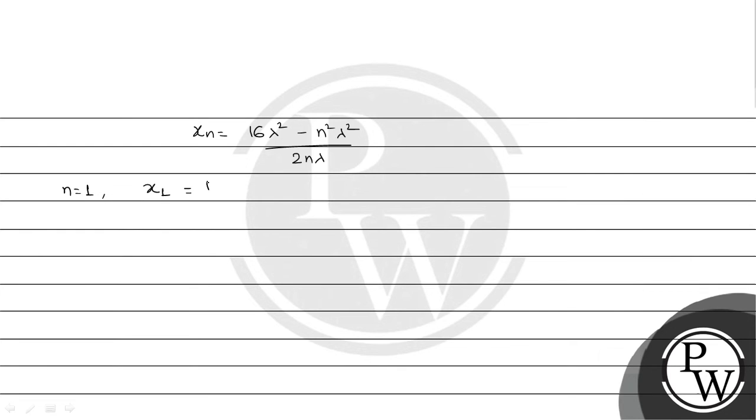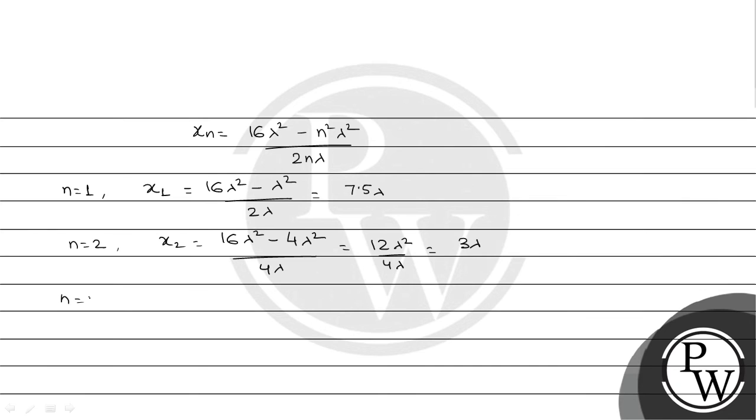तो x1 हो जाएगा (16 lambda square minus lambda square) upon 2 into 1 into lambda. And we get it as 15 lambda square divided by 2, and that is equal to 7.5 lambda. n equal to 2 के लिए x2 की वैल्यू आ जाएगी (16 lambda square minus 4 lambda square) divided by 4 lambda, and that is equal to 12 lambda square divided by 4 lambda, that is equal to 3 lambda.